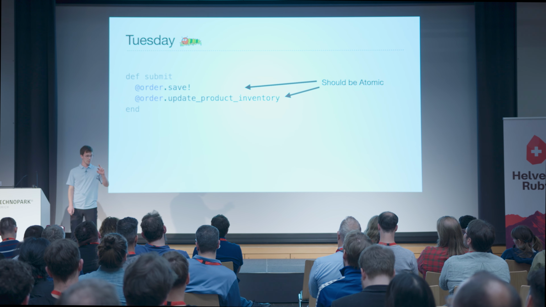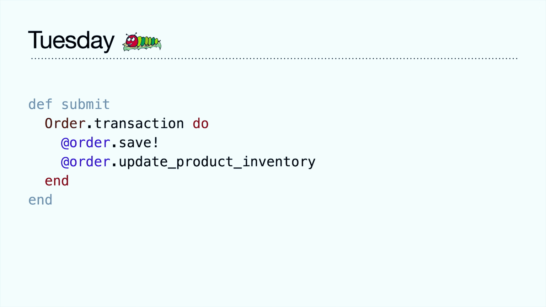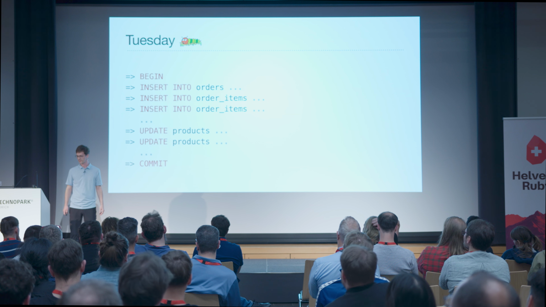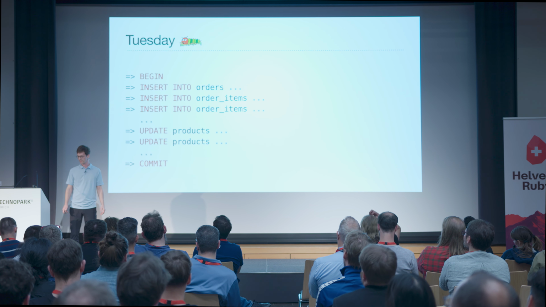Cat also wants these two operations to be atomic. Either they should both succeed or neither one should. So he wraps the whole thing in a now explicit transaction. And so now the transaction looks something like this. There's some inserts, there's some updates, they're all happening together. Seems fine.